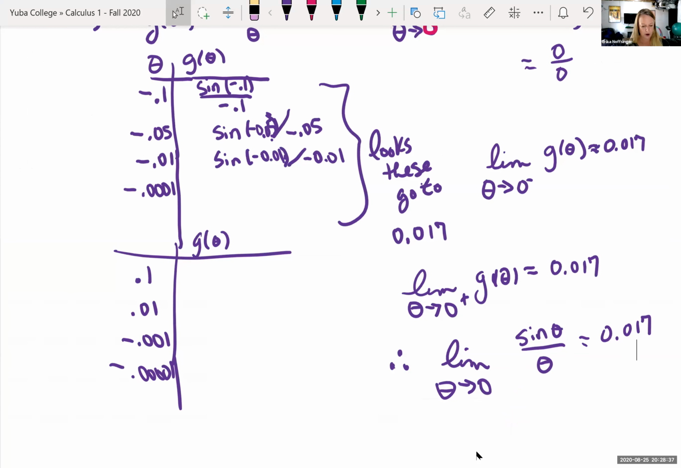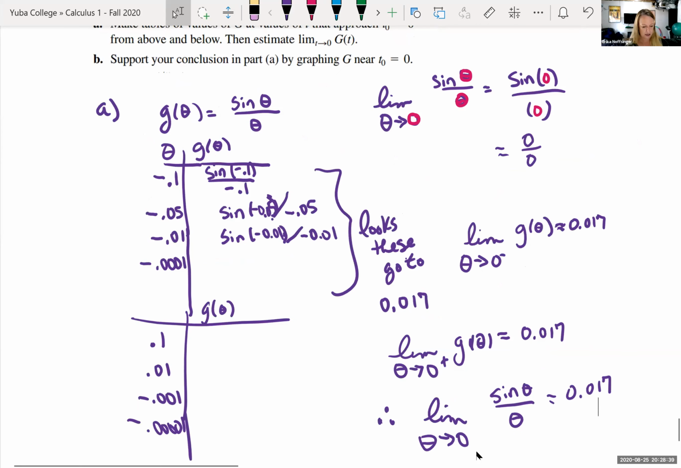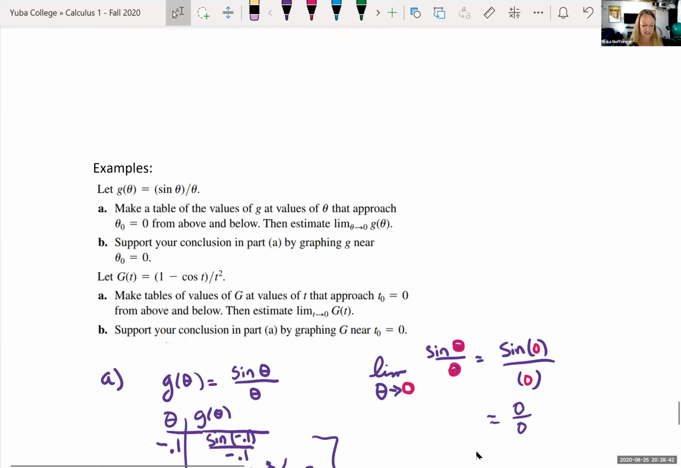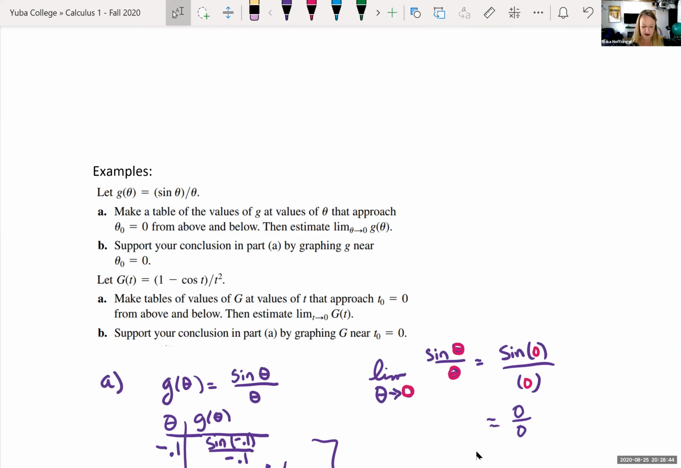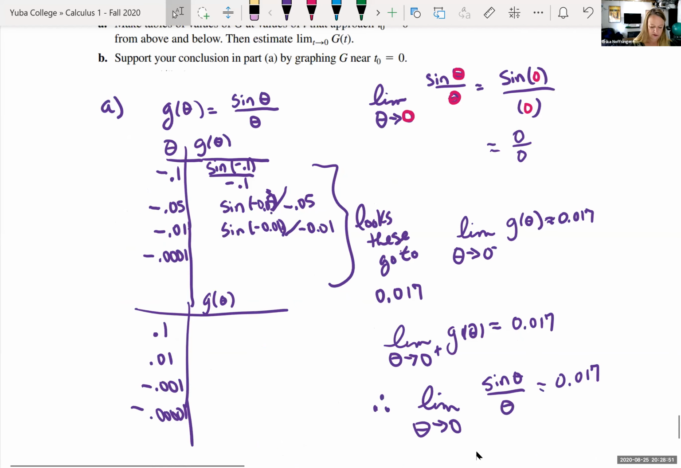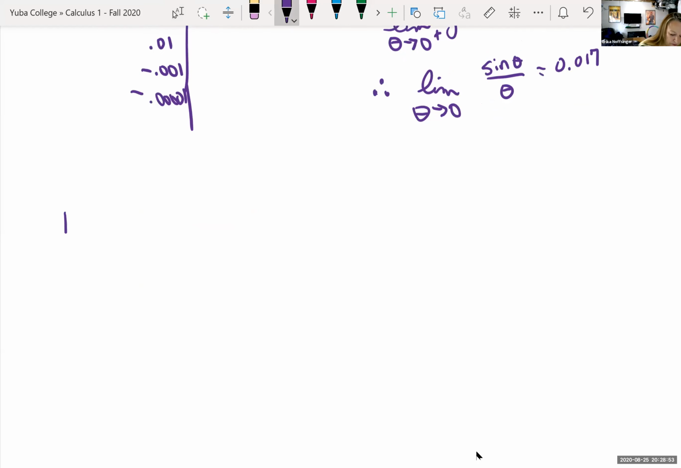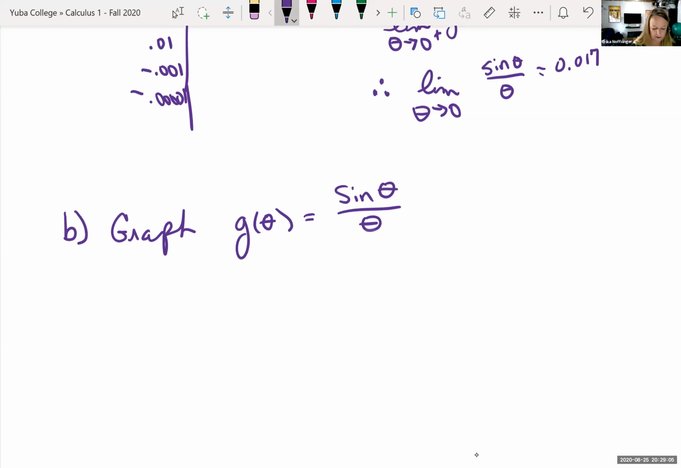Okay, so let's look at part B. So part B says support your conclusion in part A by graphing G near theta sub 0 equals 0. And so we want to graph G of theta equals sine of theta all over theta. And we want to look at the limit as theta is approaching 0 on that graph.